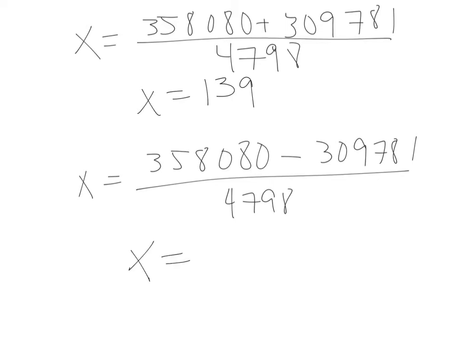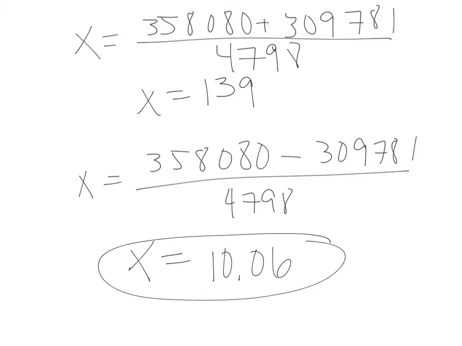X equals 358,080 minus 309,781 divided by 4,798. Much better. This is 10.06. So this one is possible because when we go back to our table, if you remember, if you look at your paper, the concentration of the nitrogen monoxide at equilibrium is equal to 37.3 atmospheres minus x.